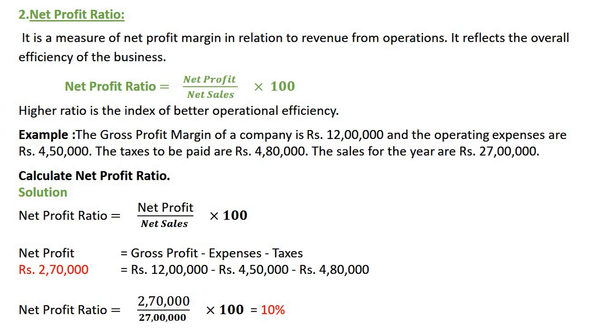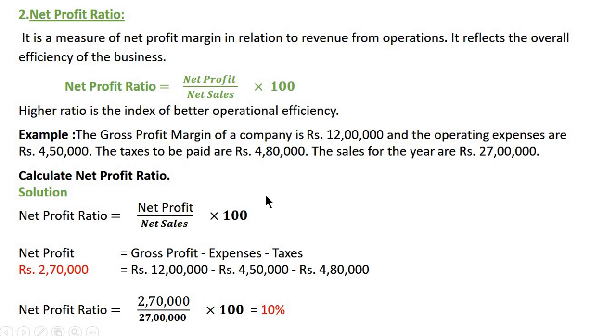This ratio reflects the overall efficiency of the firm, and it is calculated as net profit divided by net sales into 100. Let us see an example to understand the net profit ratio. Here is an example. The gross profit margin of a company is 12 lakh rupees and the operating expenses are 4 lakh 50,000. The taxes to be paid are 4 lakh 80,000 rupees.